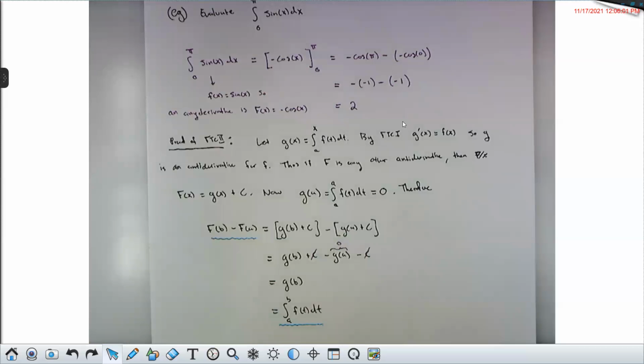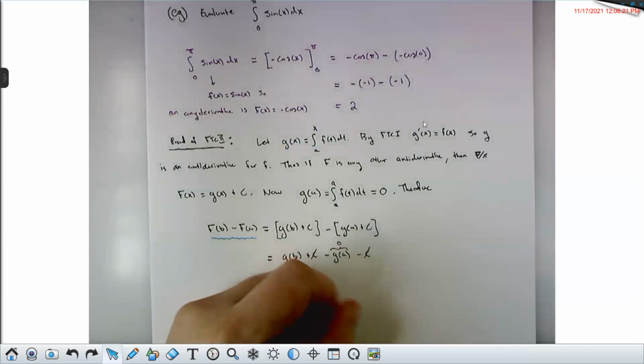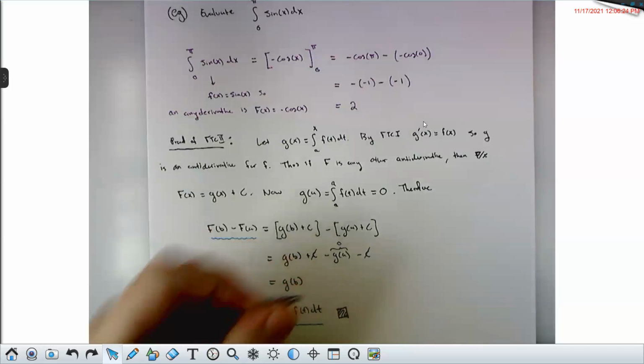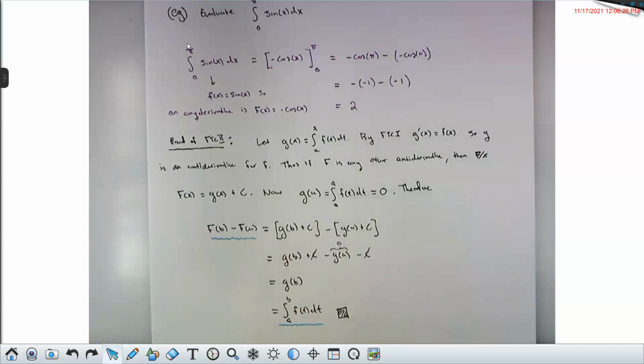The main thing that we're using is that this function is a particular antiderivative for little f, and that is the Fundamental Theorem of Calculus. That's the proof. And we'll get lots of practice using the theorem, just evaluating integrals by finding antiderivatives and plugging in bounds. The last thing I wanted to do for you here is to help you see the chain rule through the lens of FTC2.